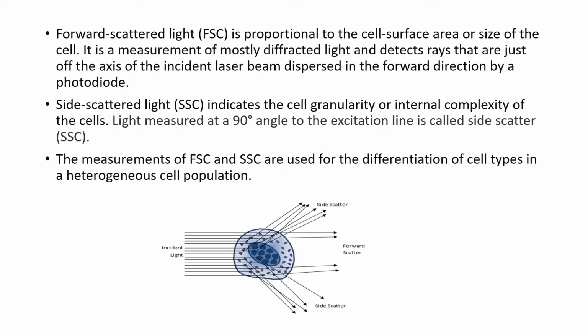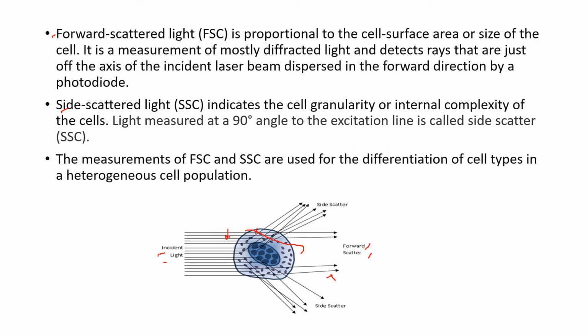Whenever a cell passes through the incident laser light, it shows three kinds of scattered light. The first one is the forward scattered light, then the side scattered light and the fluorescent light. This is the cell and it is passing through the incident laser light. When it passes through the incident laser light, it will reflect some light in the forward direction. This is called forward scattered light and it is detected on the photomultiplying tube.